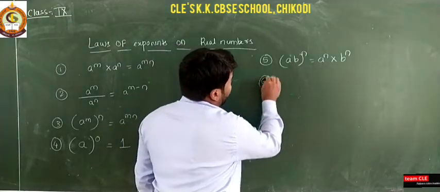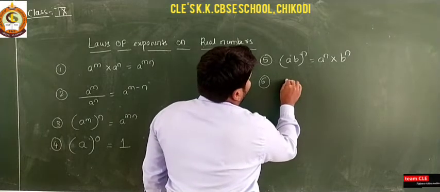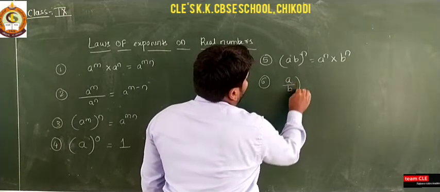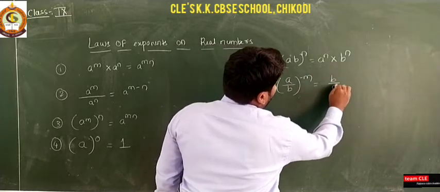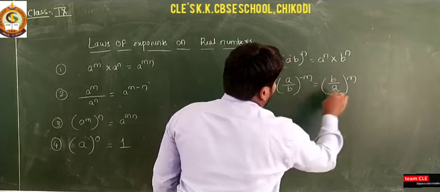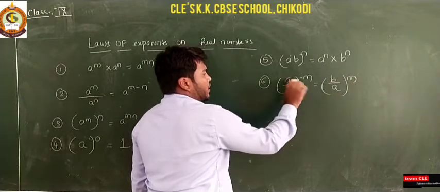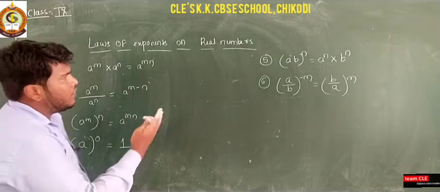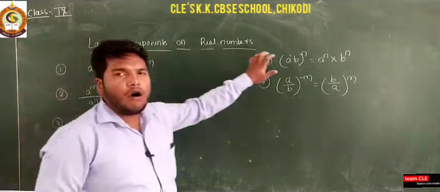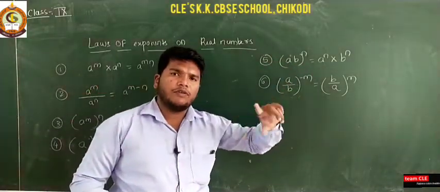The sixth one is a by b whole raised to minus m, which is equal to b by a whole raised to m. When the reciprocal is taken, minus m becomes positive m. So these are the 6 laws of exponents on real numbers.